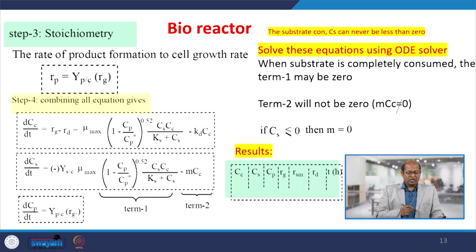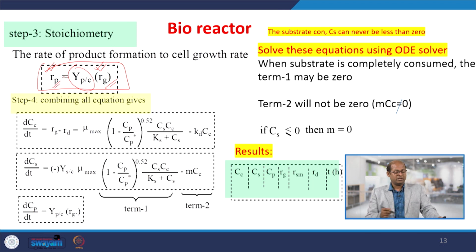Okay. Now, the rate of product formation relates to cell growth. Rg is the cell growth rate and Rp is the product formation rate. If you know the yield coefficient of product per cell and multiply it with Rg, then we can find the rate of product formation. If you know the rate of product formation, we can find the cell growth rate. Either one we can find out.